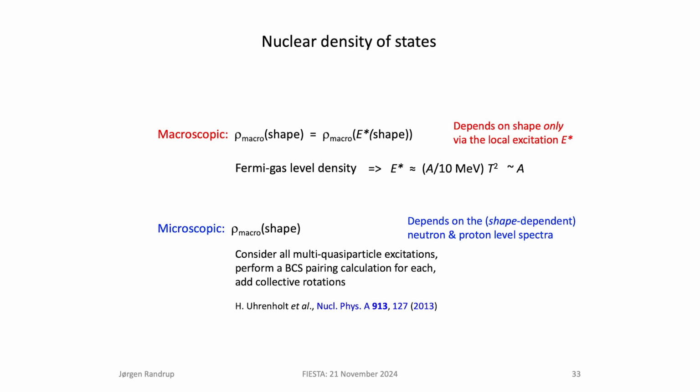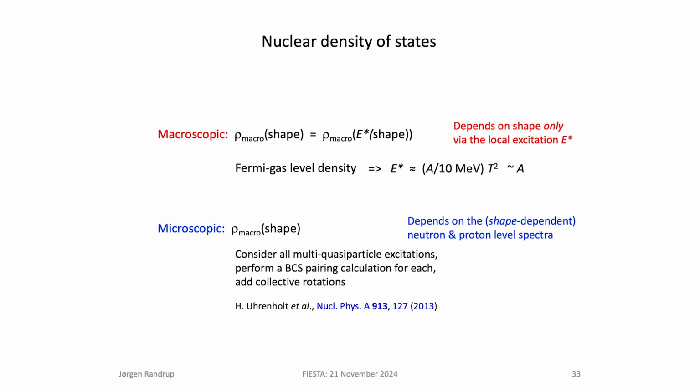use a microscopic level density. It depends explicitly on shape because it depends on the individual levels in the nucleus. And they have, as you know, gaps and bunchings and so on. So you change the shape, you change the level spectra, and then you get a different number of states available. And this can be calculated.